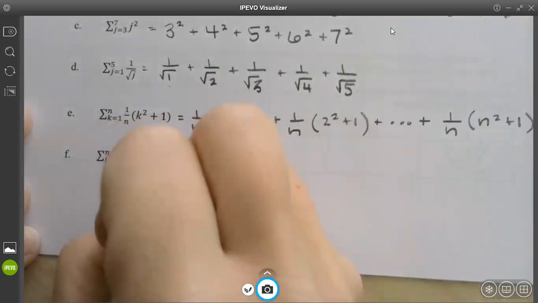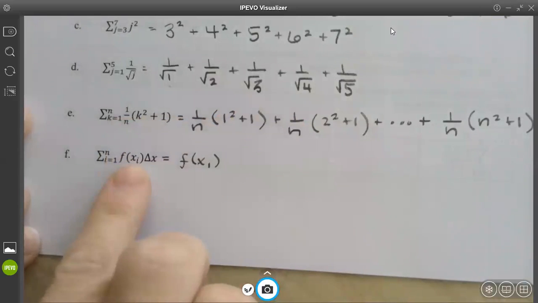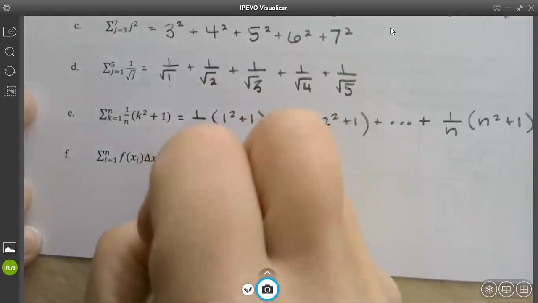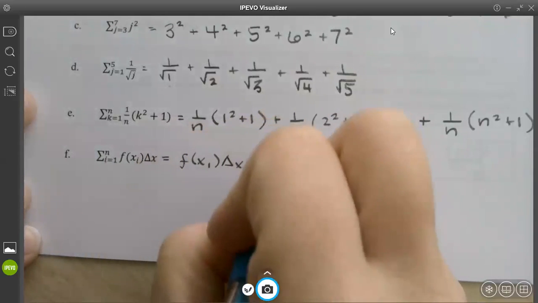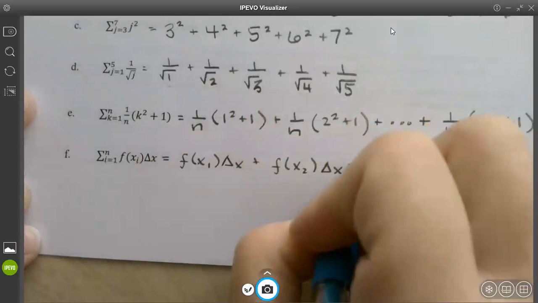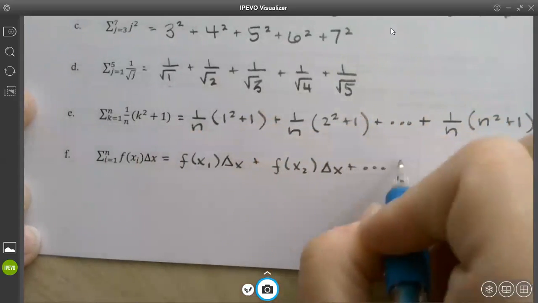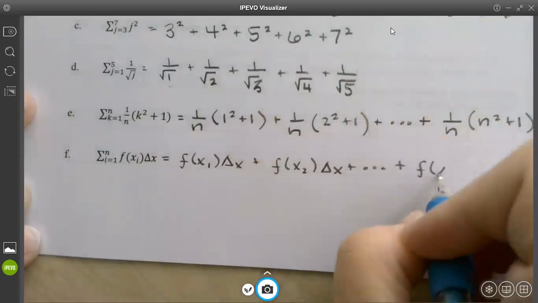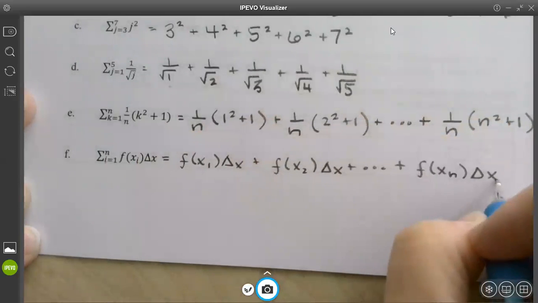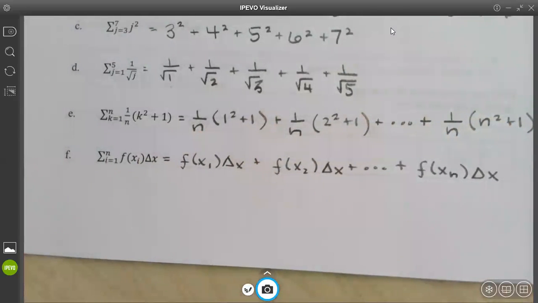But we're going to have f of x_1, because your i starts at 1, delta x. You'll go up to 2, and you'll keep going until you get to your upper boundary n. And that's as good as this one will get.